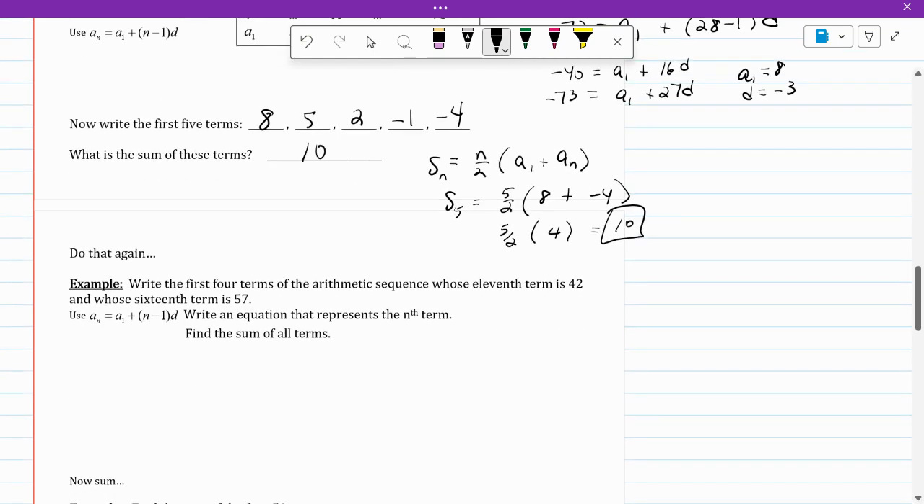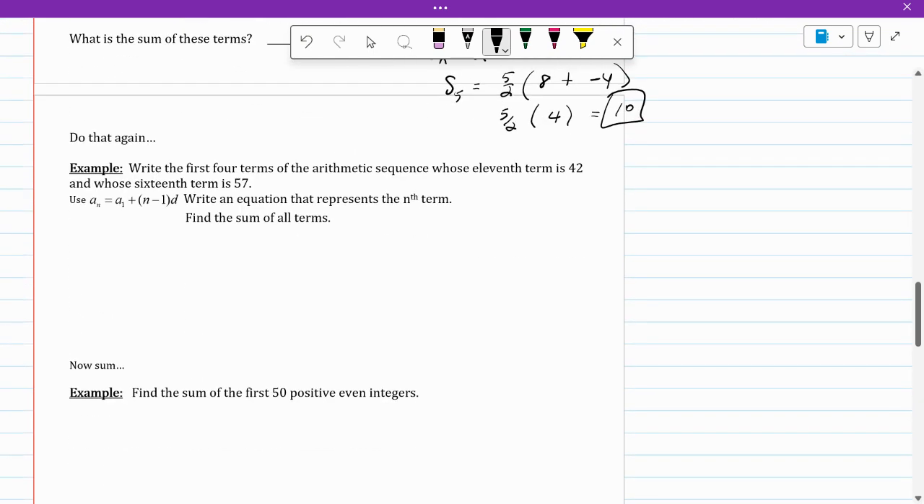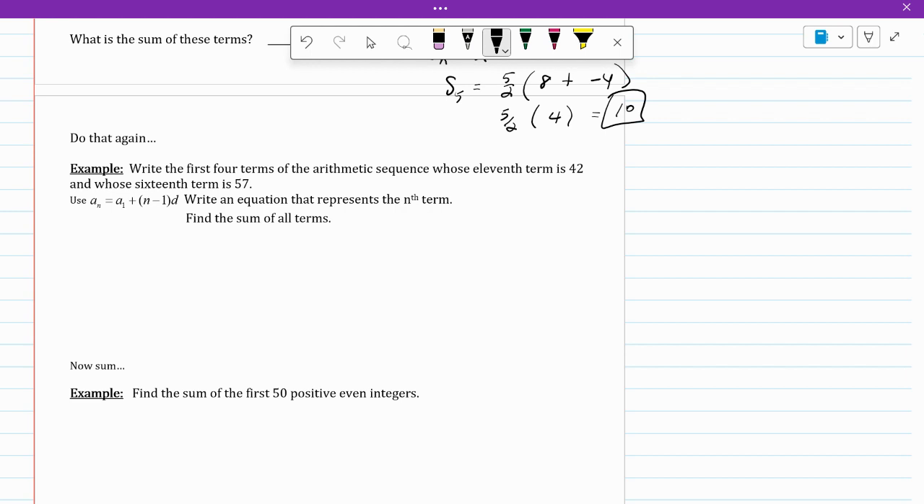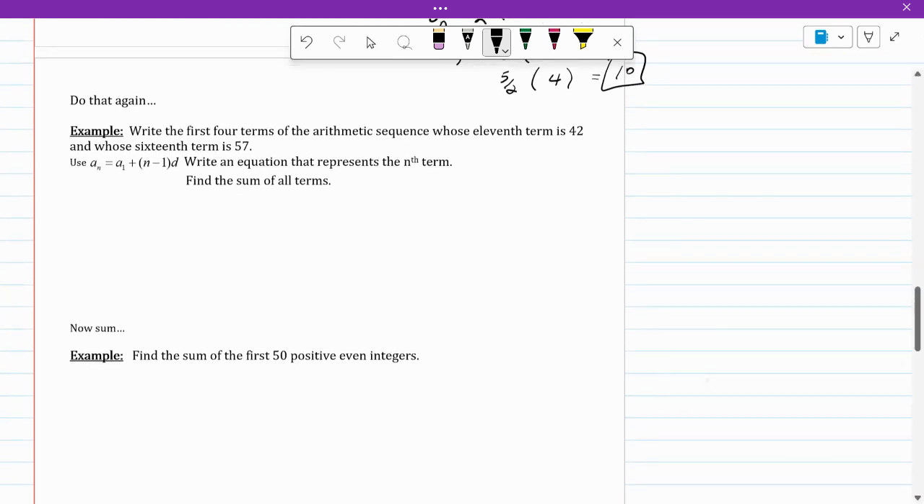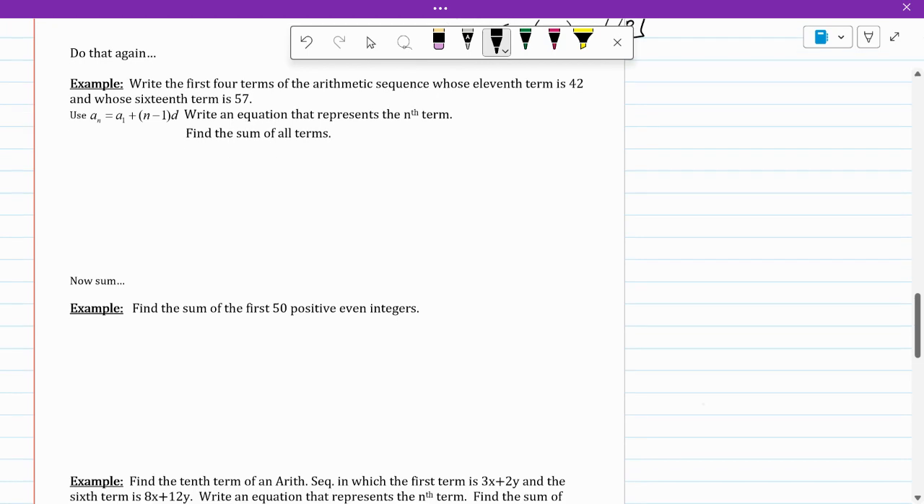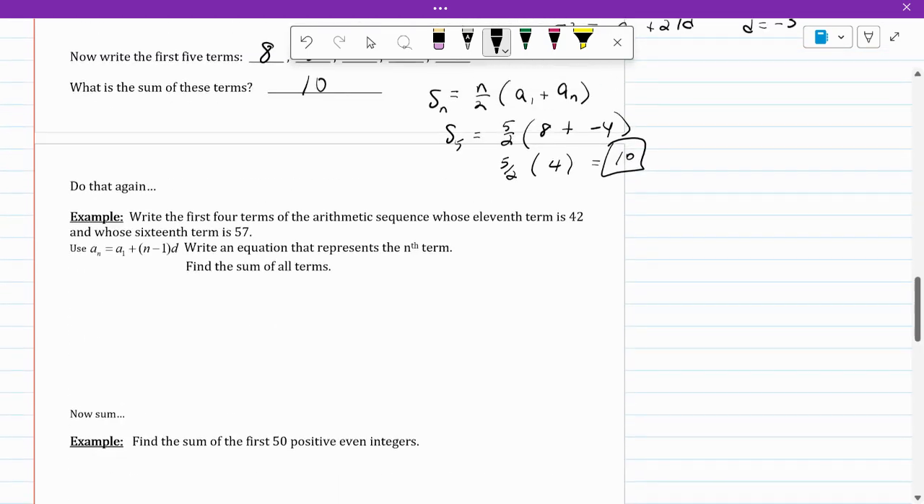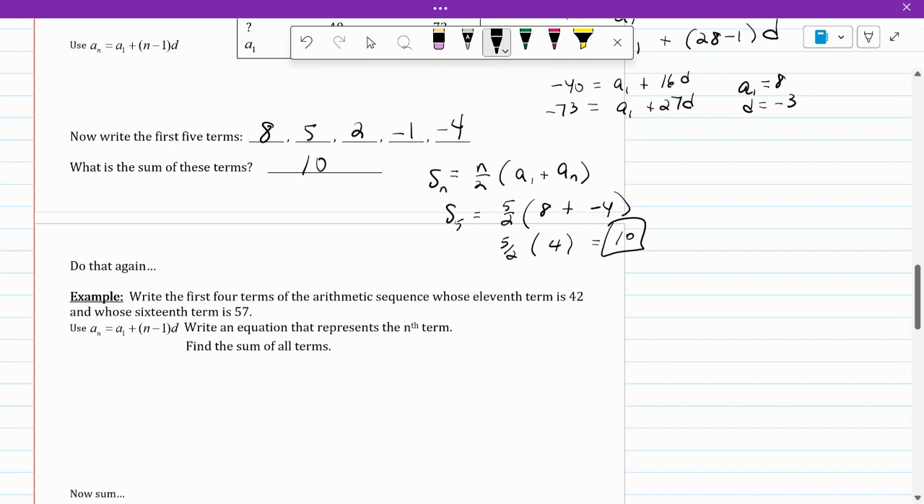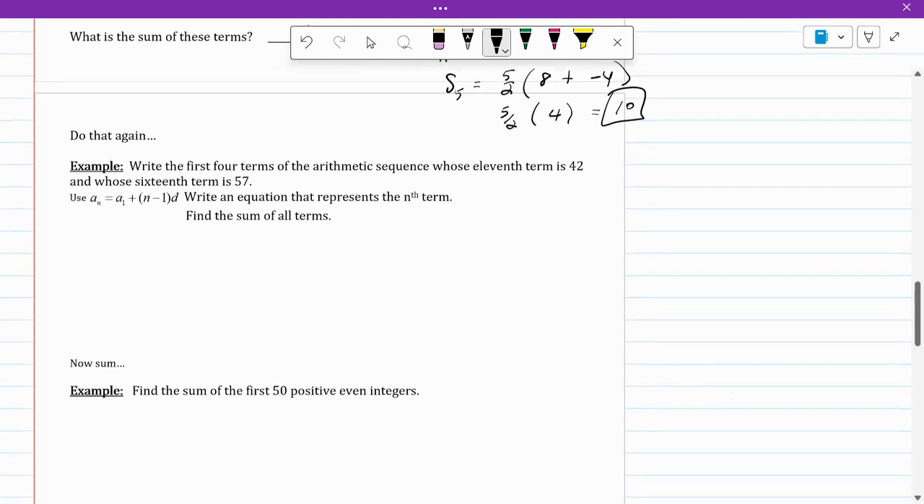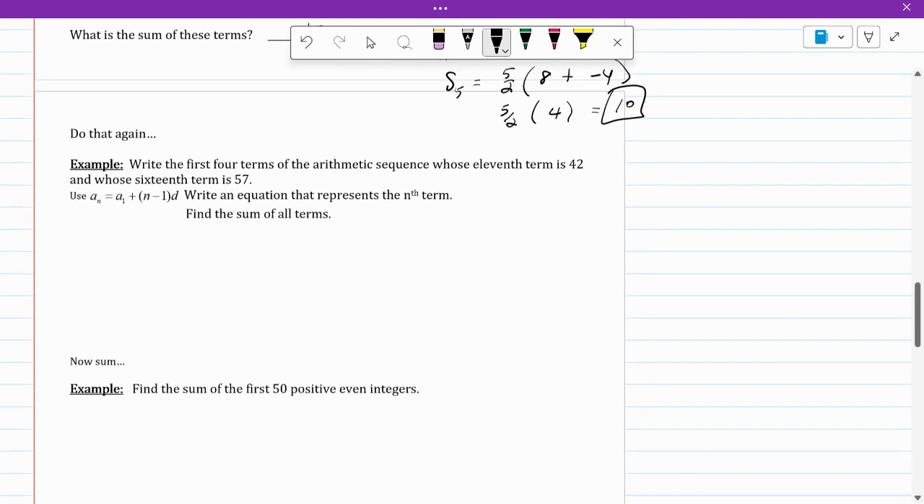Okay, moving right along. All right, so write the first 4 terms of the arithmetic sequence whose 11th term is 42 and whose 16th term is 57. So let's see. I think we're going to need another system. This example is exactly like the one we just did. So we're going to skip that, and you can do that one on your own, and then find the sum. So this example is exactly like the one we just did, where I give you 2 of the terms, and then you use a system to find what you need to know.